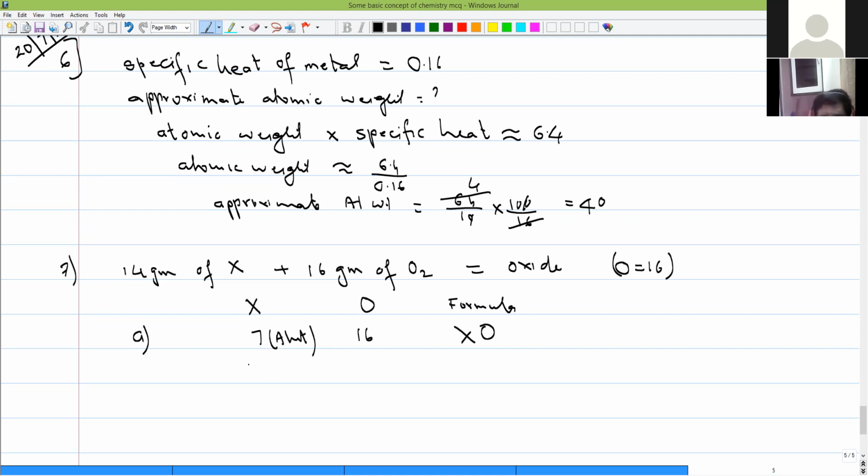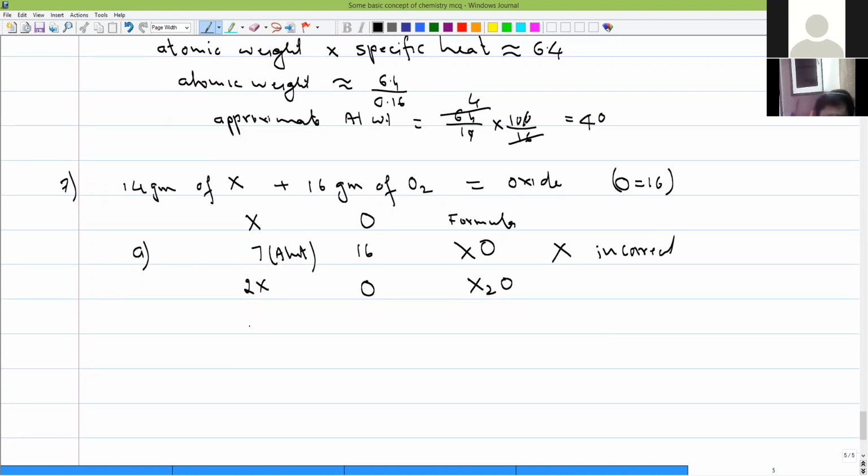14 gram. Yani 14 gram ka matlab 2x hoga. And oxygen to ek hi hoga, because 16 hai. तो फॉर्मूला क्या रहेगा? X2O. लेकिन उधर फॉर्मूला दिया XO. दैट मीन दिस इज रॉन्ग स्टेटमेंट, इनकरेक्ट स्टेटमेंट.